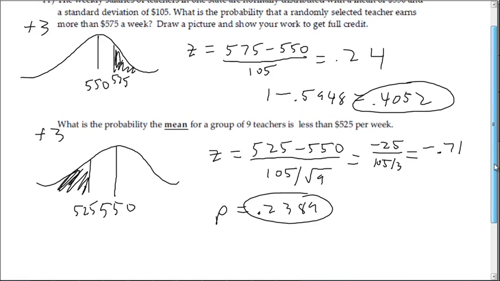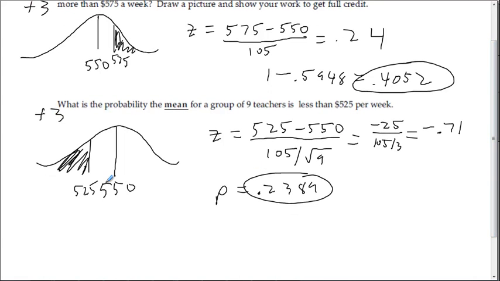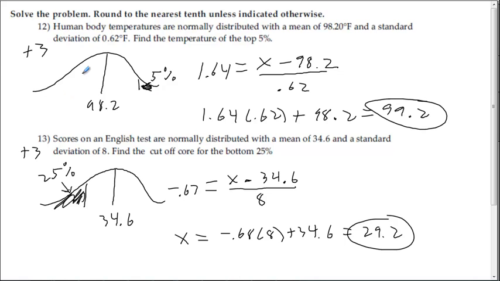For the second one, what's the probability of a group mean? So that's a little different. Same kind of idea. We draw a picture. We want to say what's the probability the group average is under 525. So again, 525 minus 550 over 105. But now, since we're looking at a group mean, we're using the central limit theorem, which means we divide by the square root of n. In this case, n is 9. So now we get a z-score of negative 0.71. Look that up in your z-table, and there you go. So it's a little different. Some people forgot to divide by the square root of n because we're looking at a group mean, not just one piece of data.